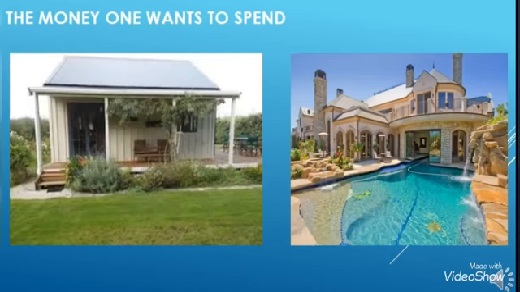The next one is the money one wants to spend on it. It's totally according to the preference of the person, how much he wants to spend. Generally, common people spend less and use cheap materials to build a small house, whereas those who are rich use costly materials like marble, etc. to build a big house.